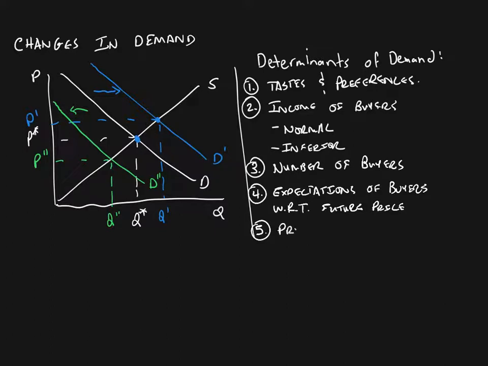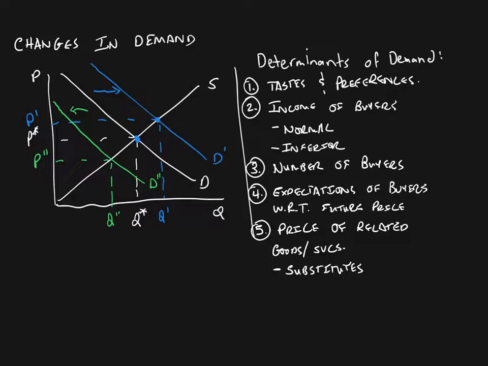of not the good itself, but of related goods and services. And here we have to be a little careful too, because there are two types of related goods and services. There are what we call substitutes. Substitutes are goods that are used interchangeably. So for instance, Coke and Pepsi are substitutes.